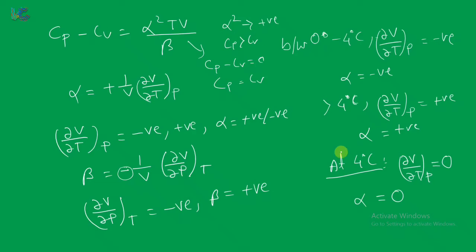But there is a special condition. If at 4 degree centigrade, what happens? Alpha becomes 0 because this term del V del T at constant P is equal to 0. So what happens in that case? This is a special condition. Cp becomes equal to Cv.